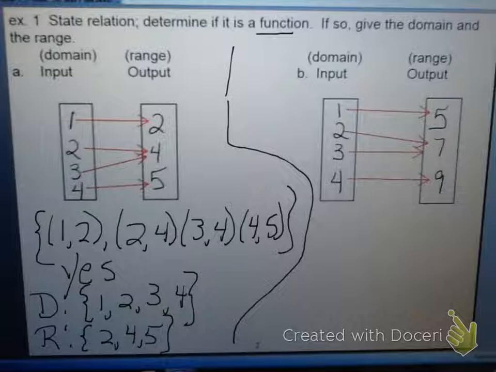So now you write the relation, tell me if it's a function, and state the domain and range. Pause the recording, write the answer, and then check your work.